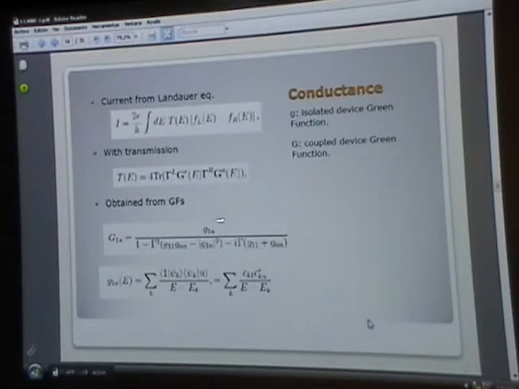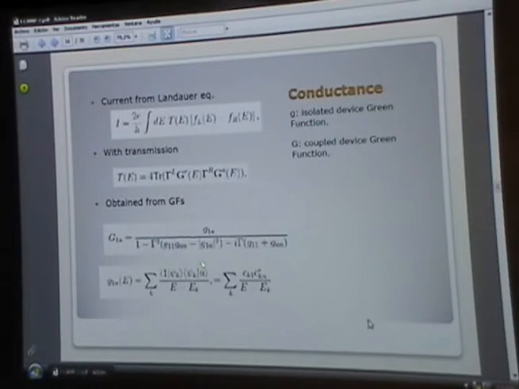in due time, are obtained from other Green functions, the capital G Green functions and the small g. The small g are the isolated device Green functions, and the capital G is the coupled to the lead Green functions. So, by studying the isolated device, I could obtain the coupled device, then obtain the probability of transmission through the whole device, and finally the current taking into account the occupancy of the leads.